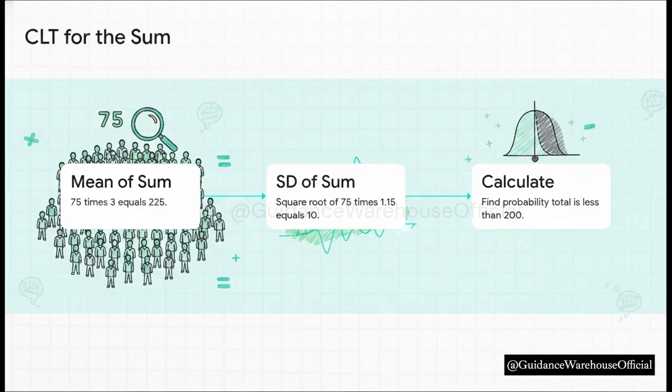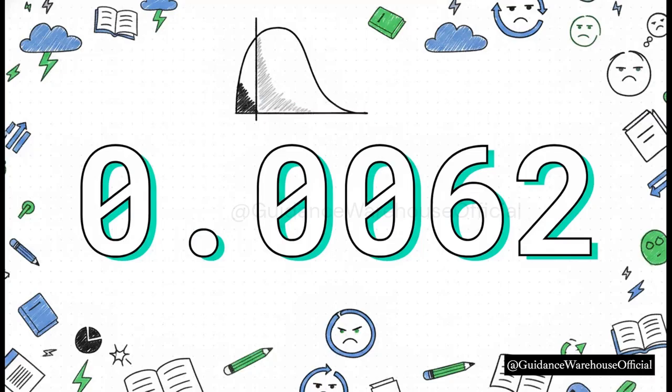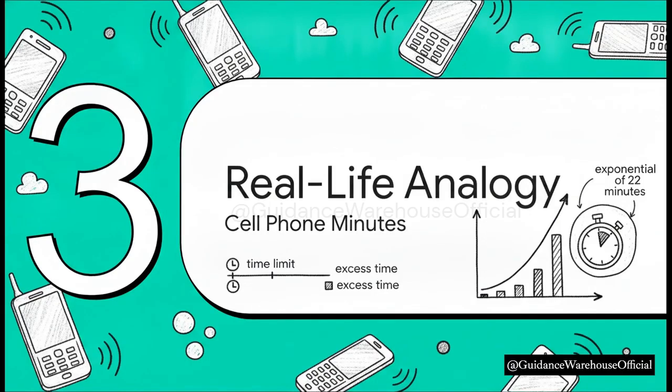Finally, step 3. We want to find the probability that the total combined stress score of all 75 students is less than 200. Using our normal distribution calculator with our brand new sum parameters, we get 0.0062. That tells us there is less than a 1% chance, roughly 0.6% actually, that the total combined stress score of 75 random students will be under 200. Let's bring this into the real world.